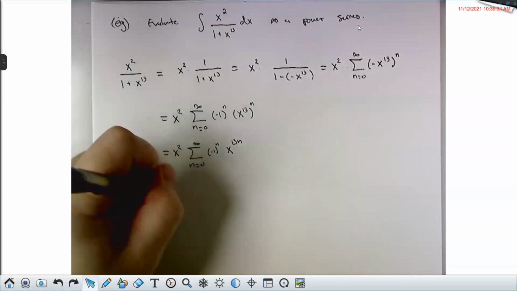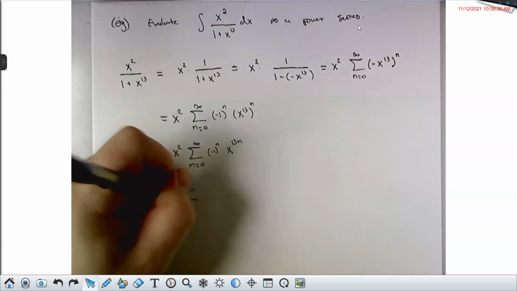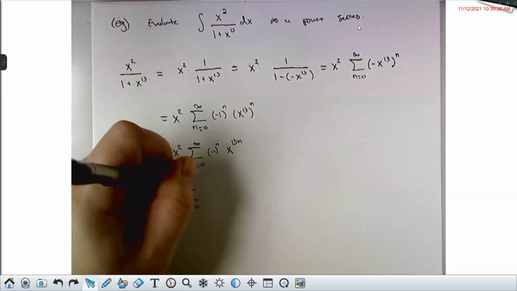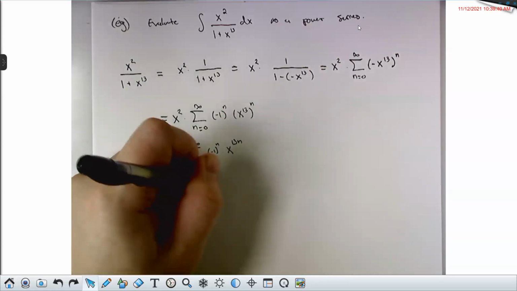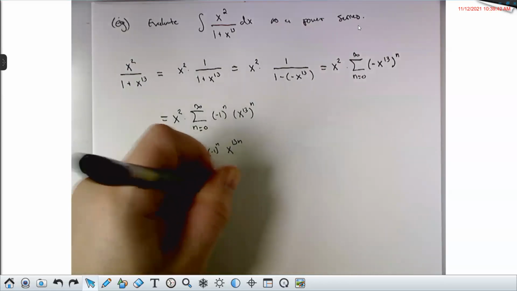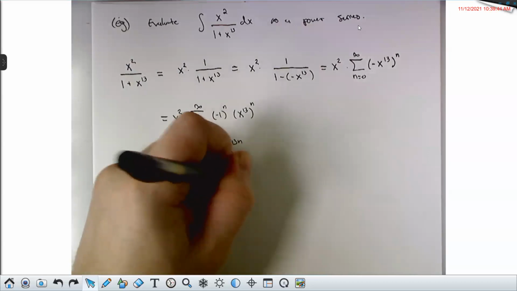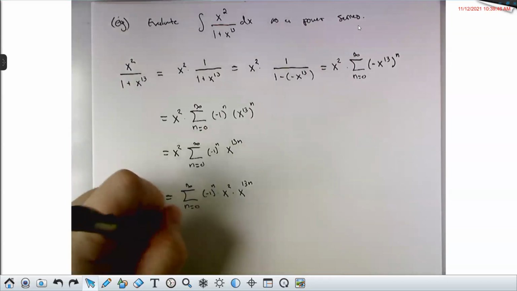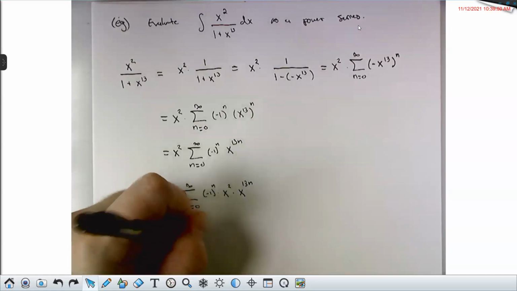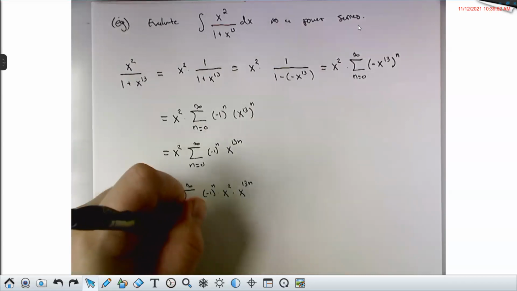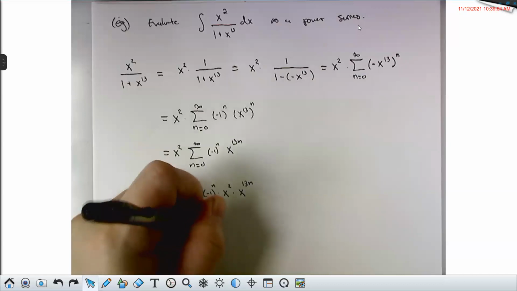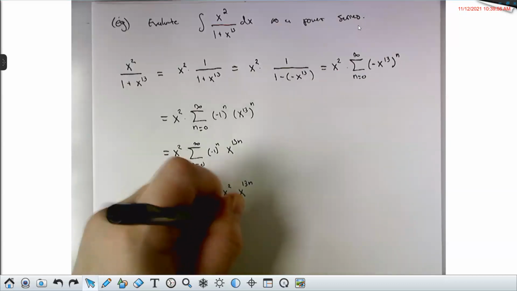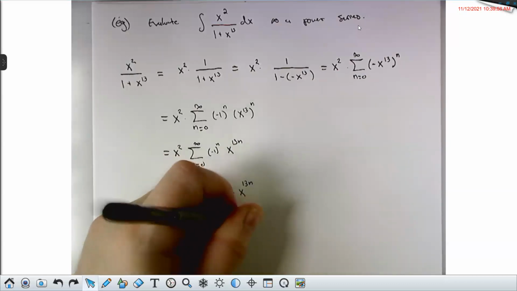I can bring the x squared inside now because he does not have any n's in him. And I get negative 1 to the n times x squared times x to the 13n. Should be sigma n from 0 to infinity, negative 1 to the n, x to the 13n plus 2.